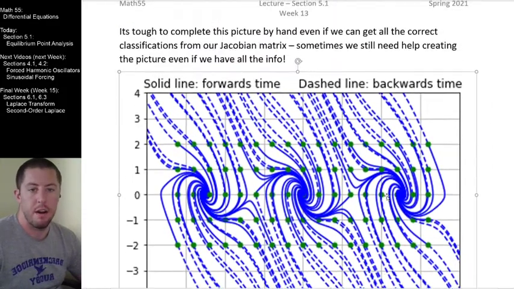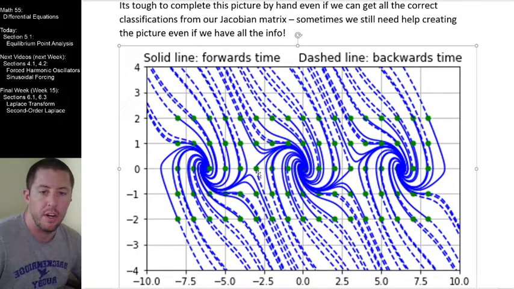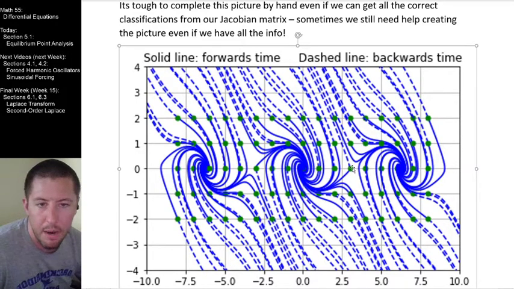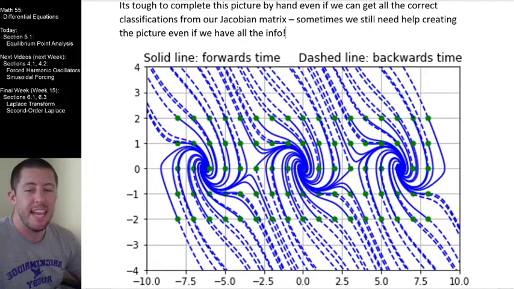We do see the spirals and we do see the saddles occurring right there. I can even see it. This is right at pi for that saddle. I can see it's about a negative pi for that one, about a positive pi for that one. So this picture does agree, but I can't draw this picture by hand necessarily.